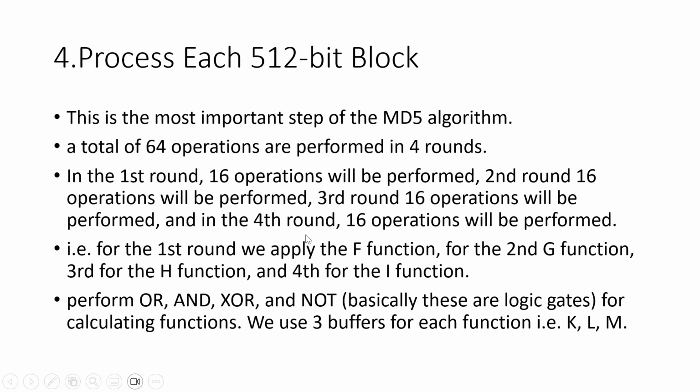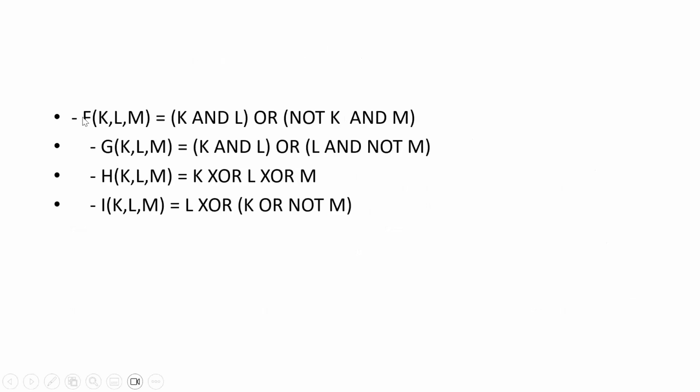So I will give you an example here. So we have taken F, G, H, I. Okay. So these are constant values, F and G and H and I. So K, L, M, which we have taken previously. So according to these values, it will be in this manner, like the AND gate, or NOT K and M. These are just to give you a general idea. No need to remember this.